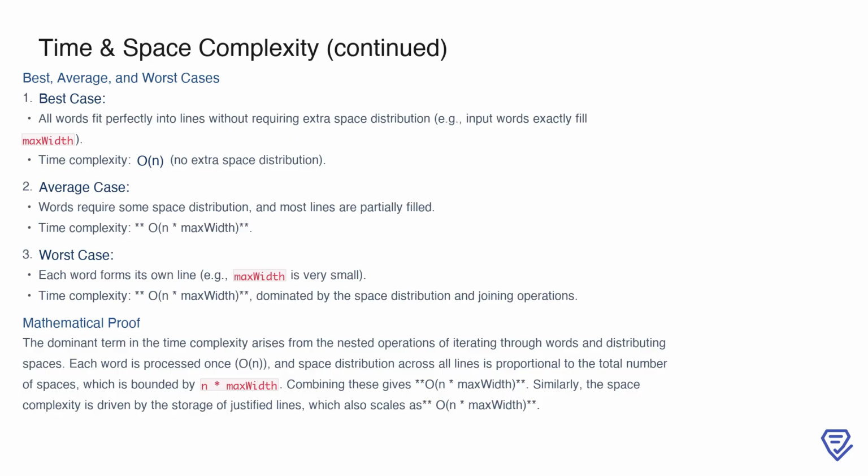This behavior can be mathematically explained by the nested operations. Iterating through words contributes n, while space distribution across all lines adds n * max width. Together, these give the overall time complexity of O(n * max width).